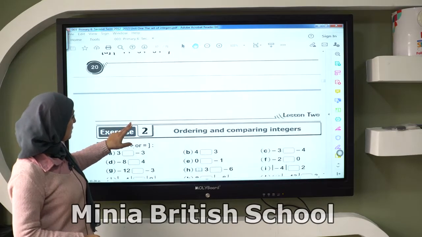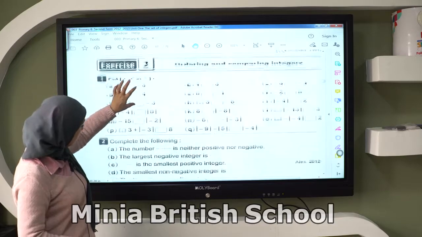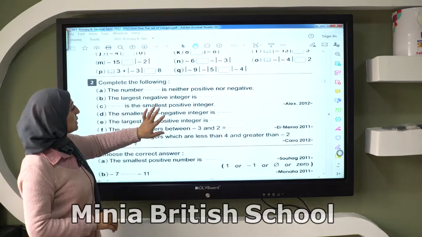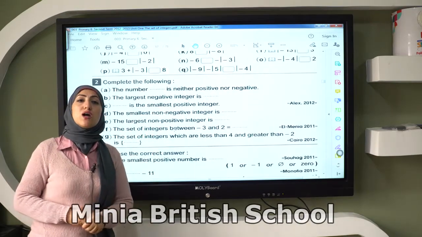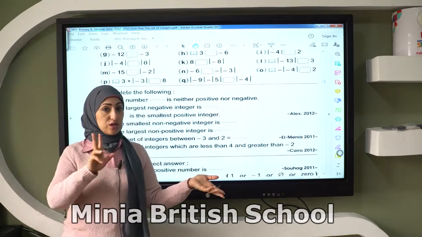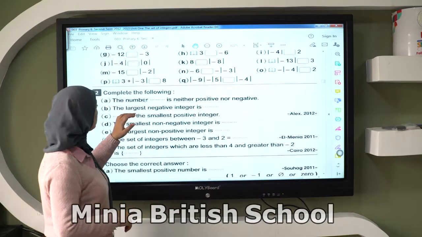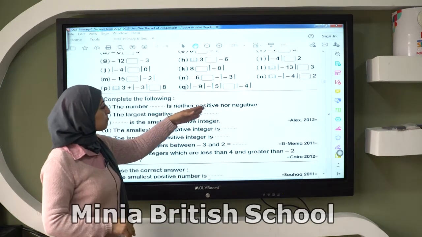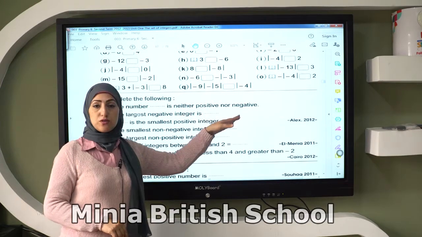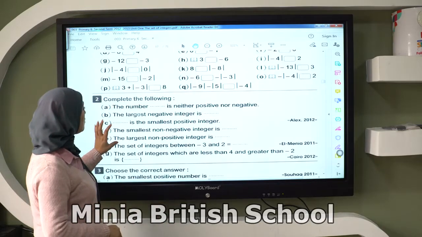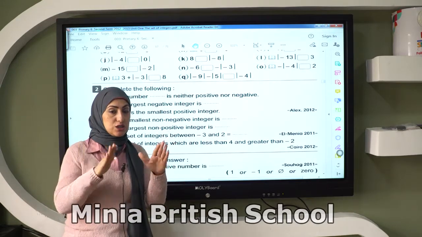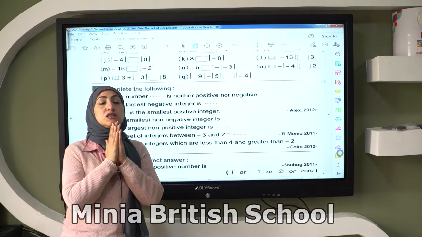Let's see this question. The number which is neither positive nor negative. Neither or neither, both of them are right, by the way. So the number what? 0 is neither positive nor negative. The largest negative integer is the closest number to 0, which is -1.